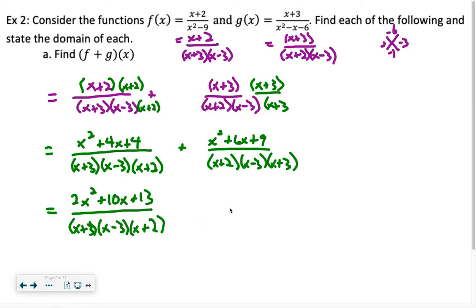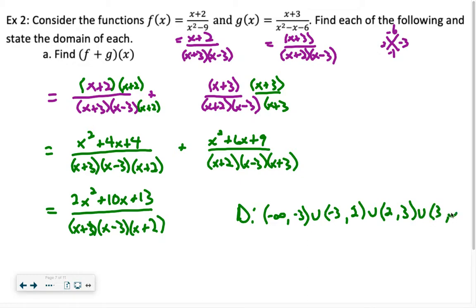All right. Now, as far as the denominator, we have three values that would make the denominator equal to 0. We would have -3, -2, and +3. So I need to exclude those three values. So I would say -infinity up to -3, skip that, then go -3 up to -2, skip -2, and go -2 to 3, skip 3, and go 3 to infinity. All right. Subtraction is going to be very, very similar.